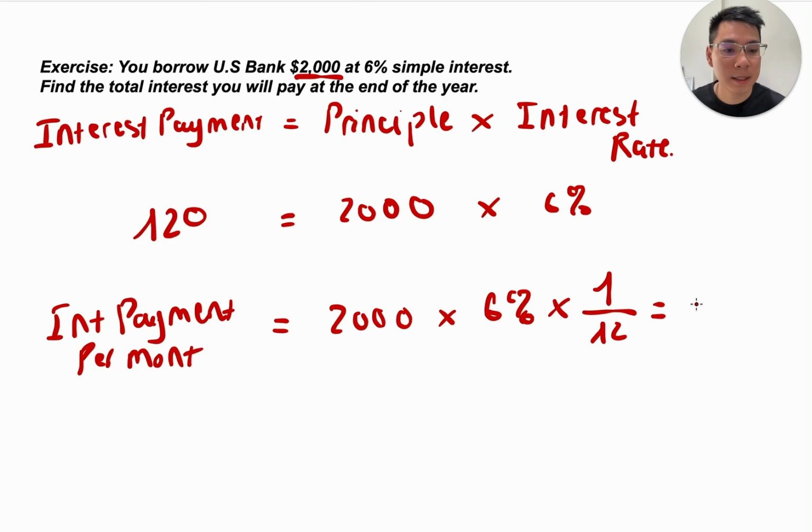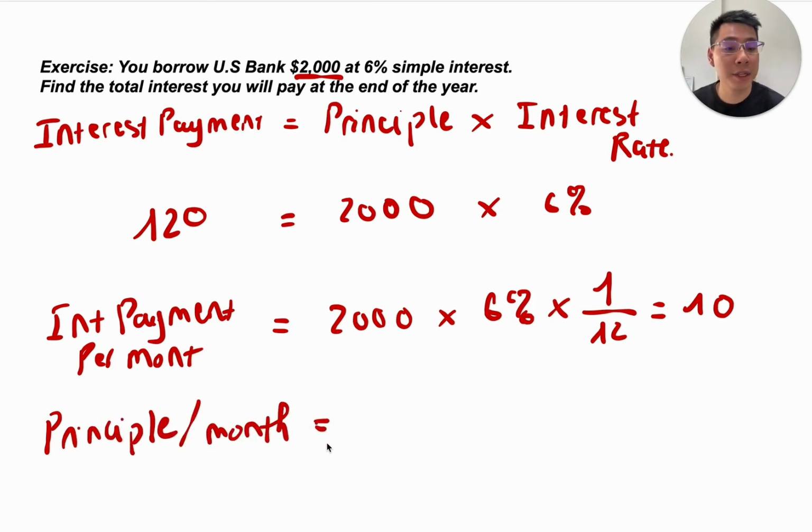So that's $10. You're obligated to pay the US bank $10 every month while keeping the borrowed money, the principal. For the principal, you can decide to pay it monthly, or you can decide to pay it fully by the end of the year. Let's say you do principal per month. If you agree to pay the principal monthly instead of waiting until the end of the year, for the 2,000 you're going to have 2,000 divided by 12, along with the interest payment per month.